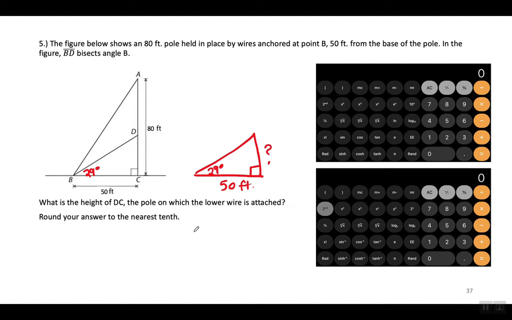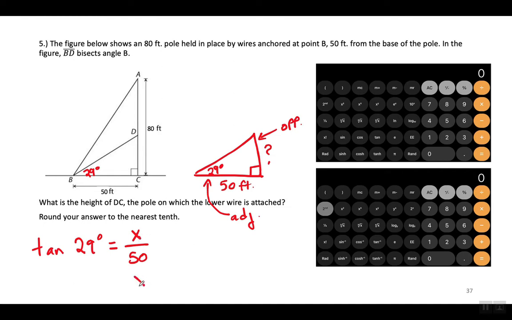Now I'm going to set up my equation this way. And again, from the point of view of this angle, this is the opposite side, and this is the adjacent side. Which trigonometric ratio compares the opposite and the adjacent side? That's tangent. So the tangent of 29 degrees equals x over 50. X is this side right here that I don't know how much it measures.